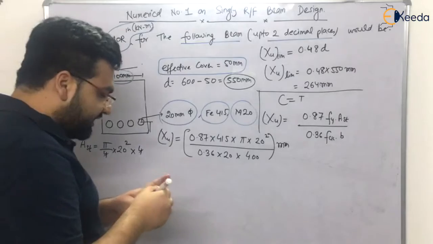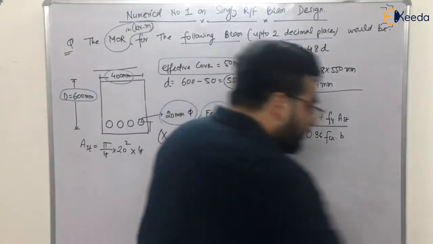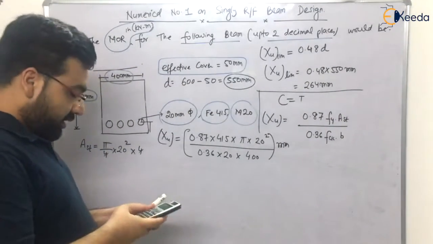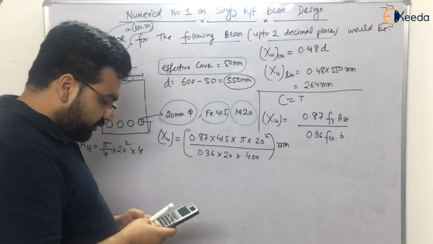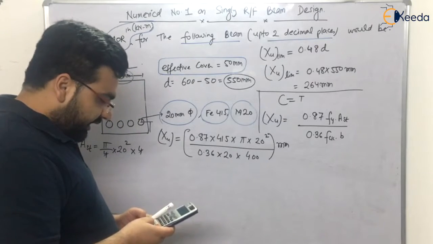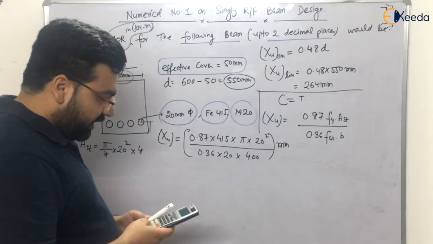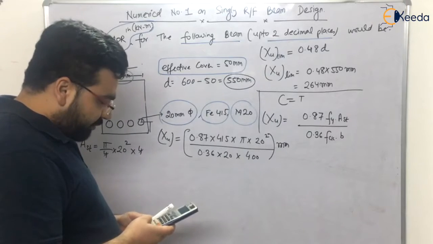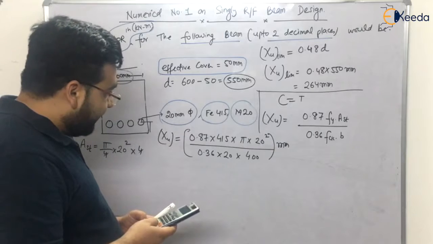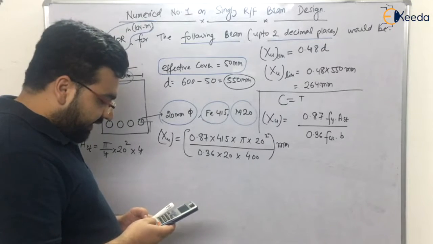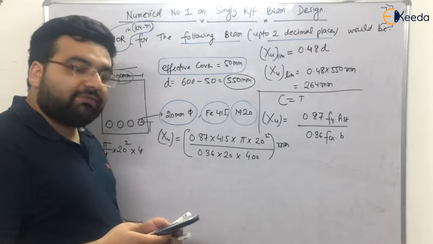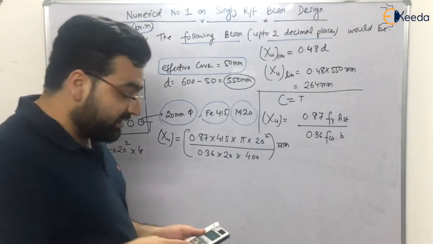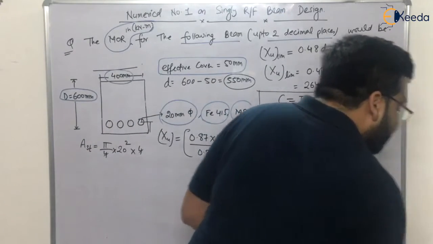Let us see how much it is coming. A lot of you must have got the answer also. So it is 0.87 into 415 into 3.14 into 20 square, which is 400, divided by 0.36, divided by 20, and divided by 400. It comes out to be 157.45 mm. I hope that everybody is getting the same answer. So 157.45.